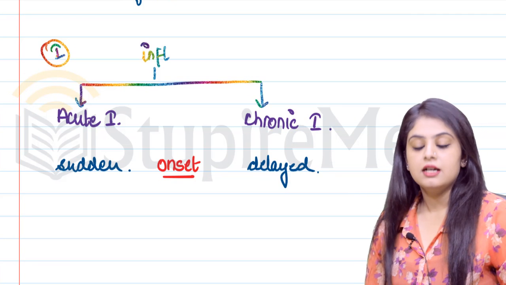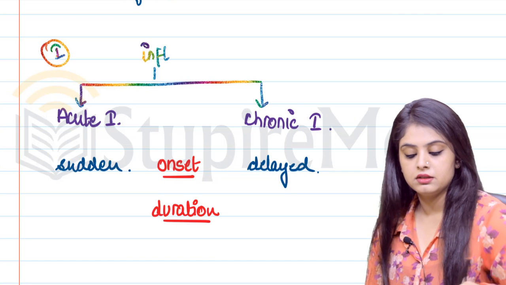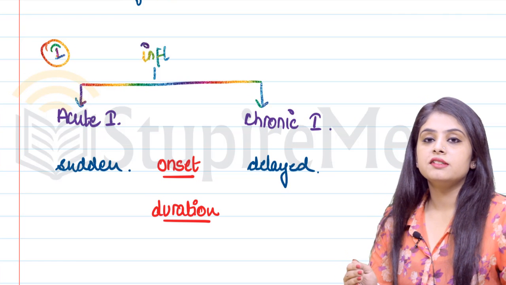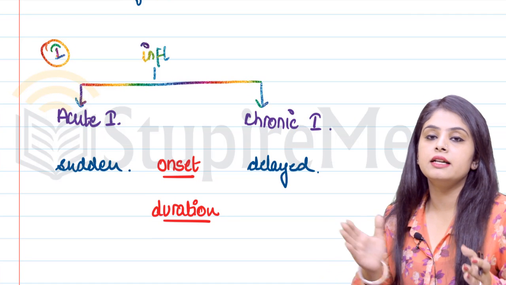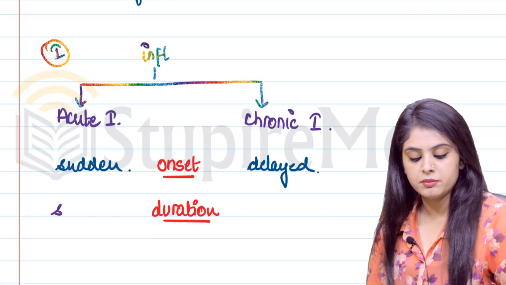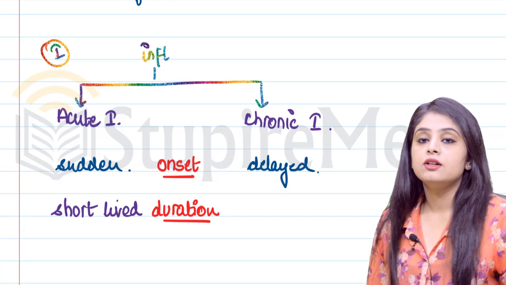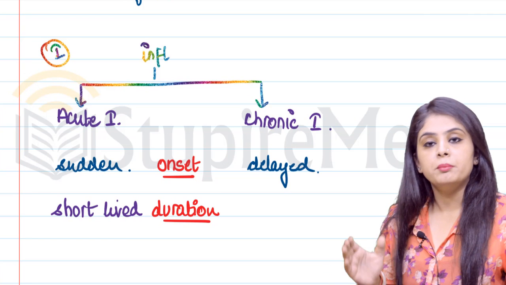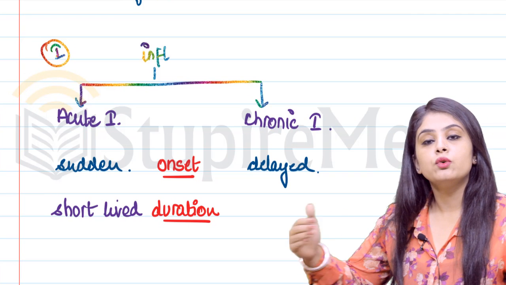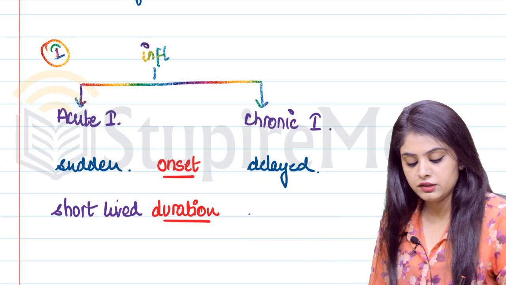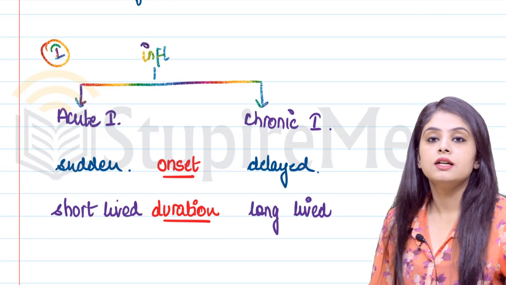Next difference. After the onset, what is the duration of these two types like? So remember, acute is something that is going to begin early and is going to be short-lived. So it will begin early, it will end early. So acute inflammation will be short-lived. On the other hand, chronic inflammation is going to begin slowly, it is going to have a delayed onset and it is also going to go on for a longer duration. So this is going to be long-lived.